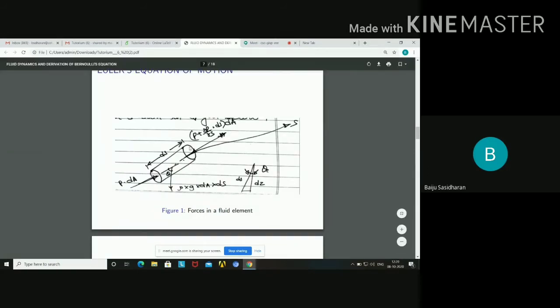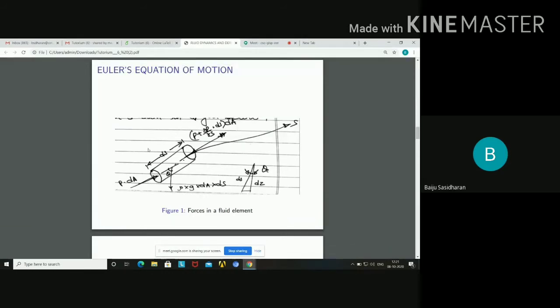Another is its own weight, that is rho g into dA into ds. dA into ds is the volume, that volume multiplied by rho is the mass, and that into g is the weight. And this theta is the angle between the weight and the direction of flow.